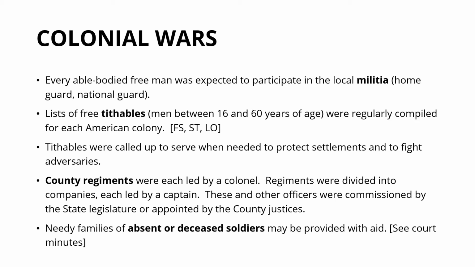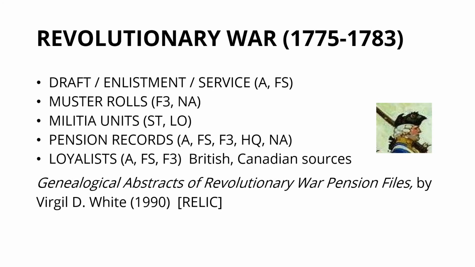The colony's leaders appointed officers for local companies and regiments. Local courts might provide financial aid for needy families of absent or deceased soldiers. Many of these sources have been published, though not necessarily online. Many Revolutionary War records are now online. Men who served in state-level units and in the Continental Line have been mostly accounted for by documents at the National Archives that have been posted at Fold 3.